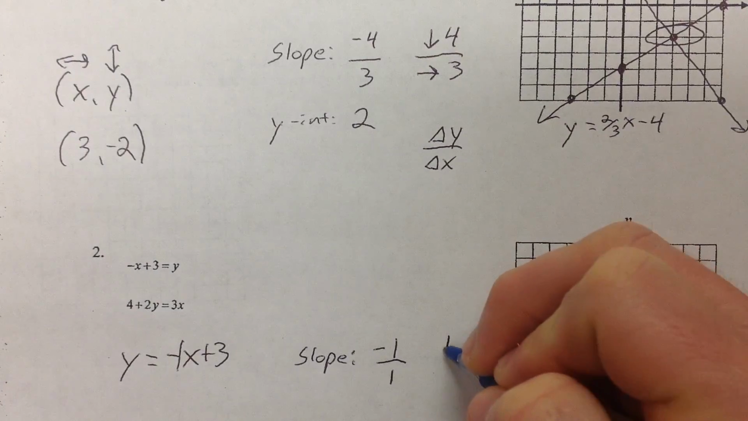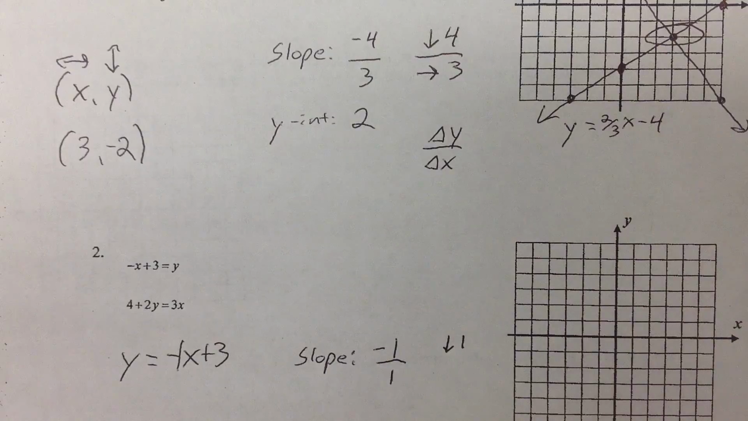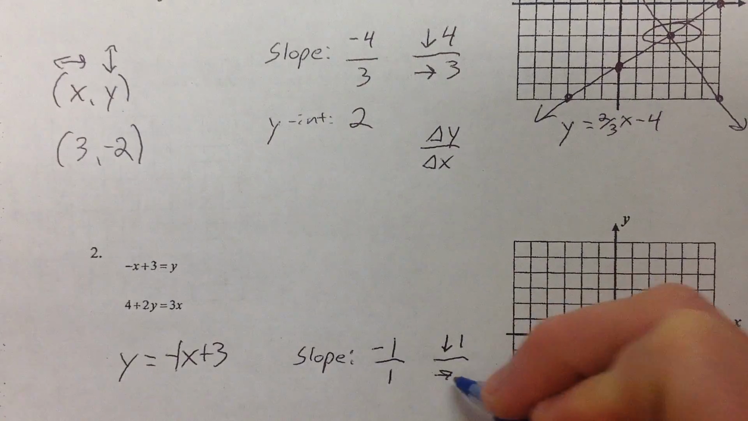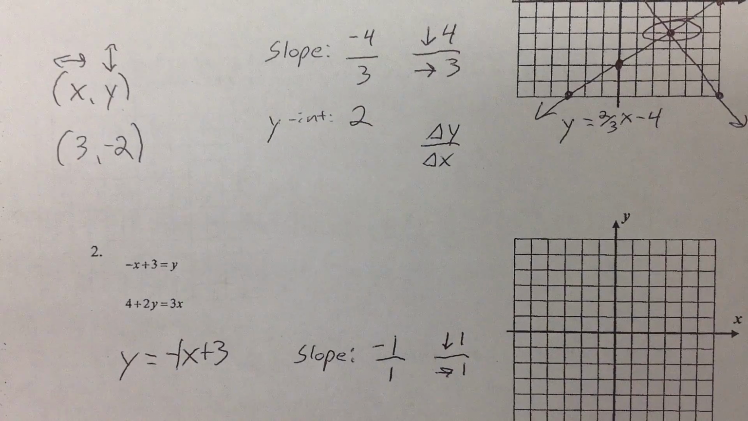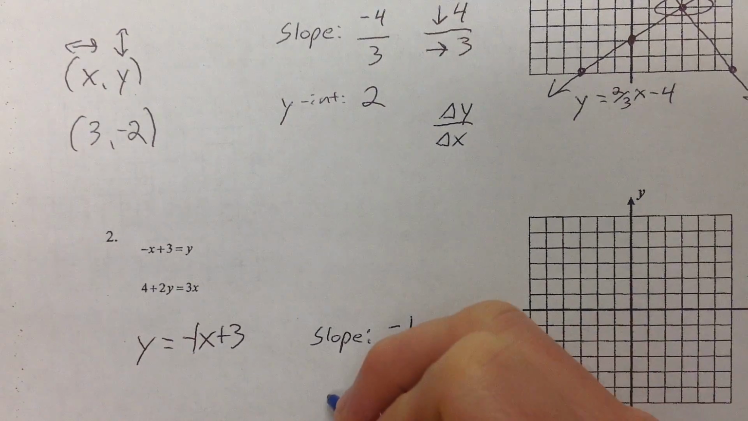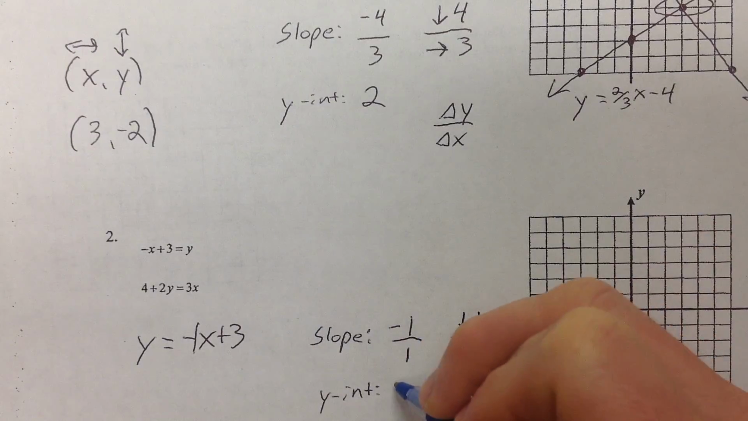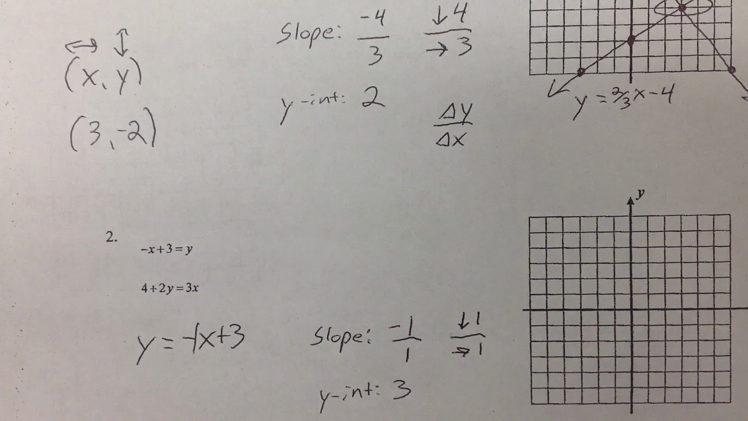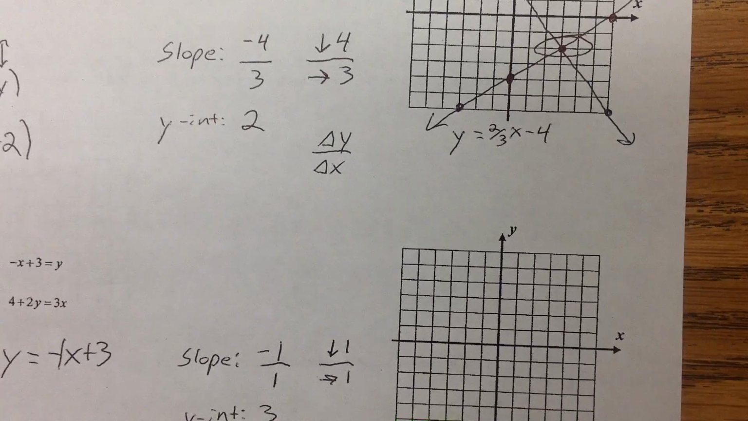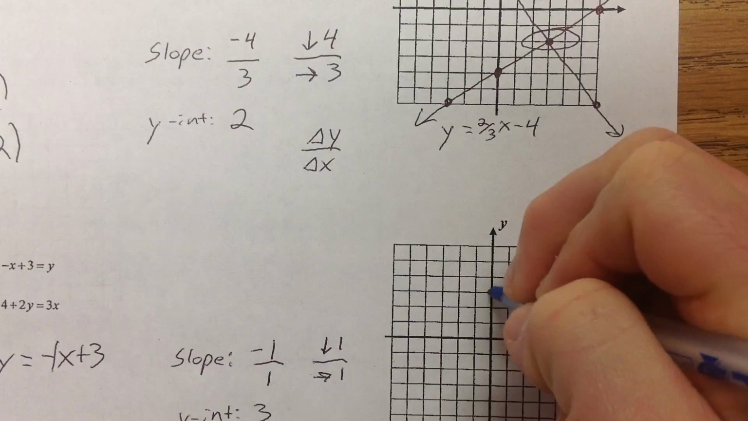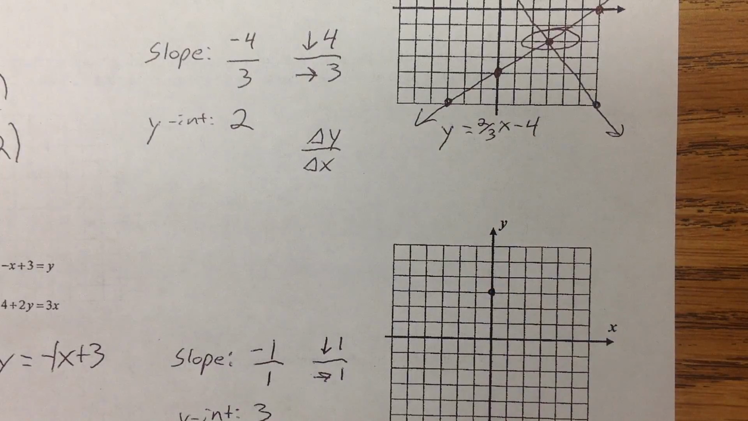So our slope for this is negative 1 over 1, which again, because this is negative, that means we're going to go down 1. And because this is positive, that means we're going to go to the right 1. So it's going to be down 1 and then to the right 1. And then our y-intercept, which is where we start our graph, is going to be a positive 3. So if we go over here, we're going to start up 1, 2, 3.